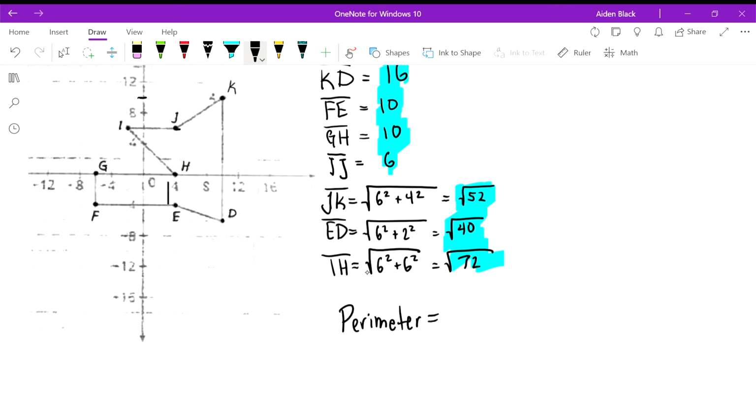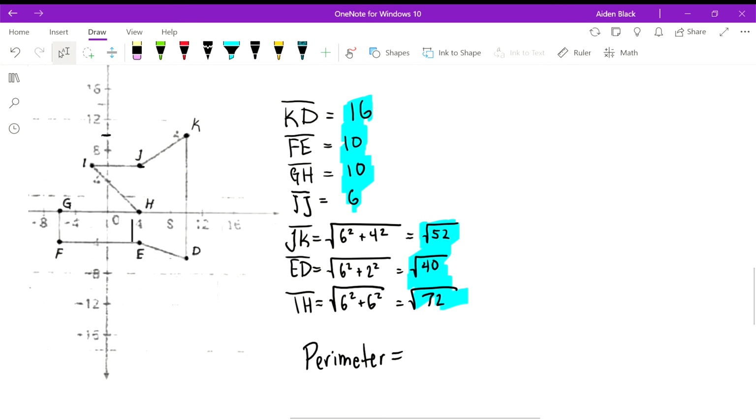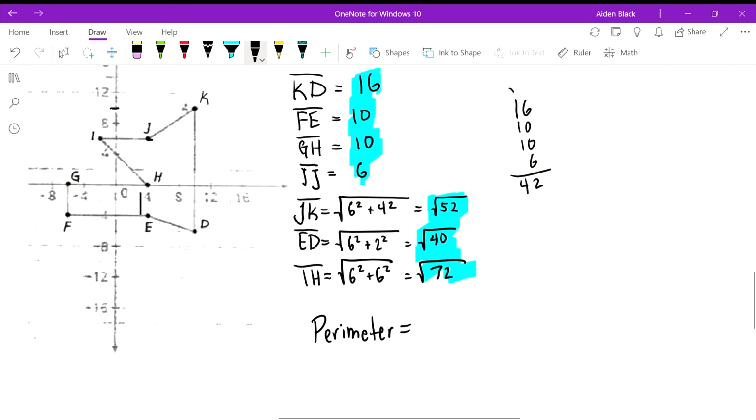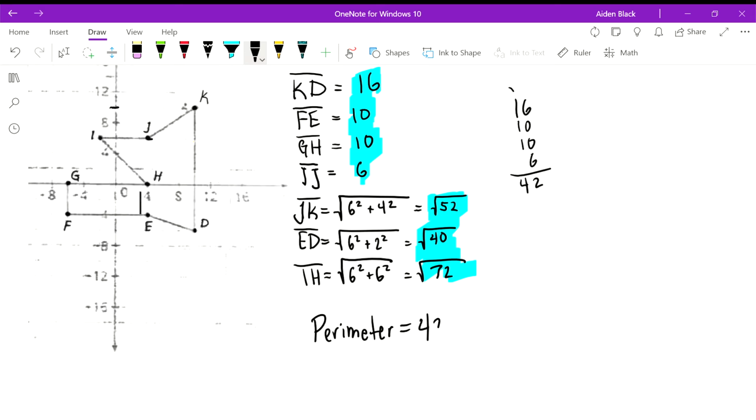is equal to, and let's add these up real quick. These ones are easy. 16 plus 10 plus 10 plus 6, that's 12, so carry that. And that's 1, 2, 3, 4. 42. So 42 plus the square root of 40 plus the square root of 72 plus the square root of 52.